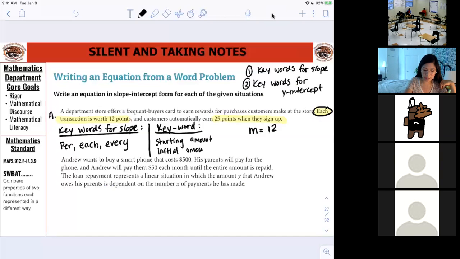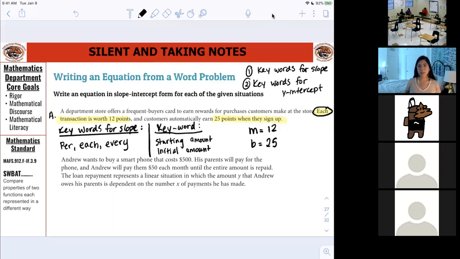But again, they might say this a lot of different ways. So in this case, what do they say to indicate that we're starting with 25 points? Like when they first sign up? Yeah, it tells you that that's what you get when you first sign up. So that's how they tell you that this is the y-intercept, 25.